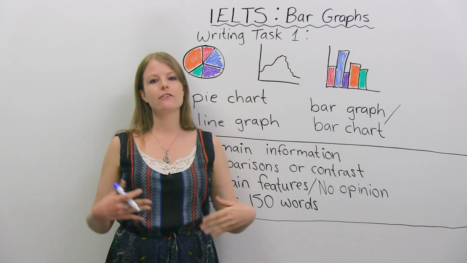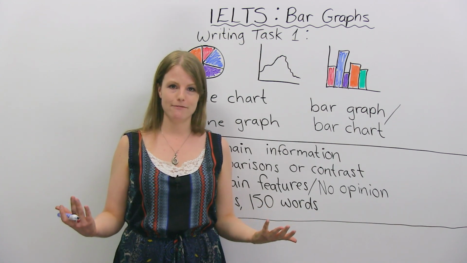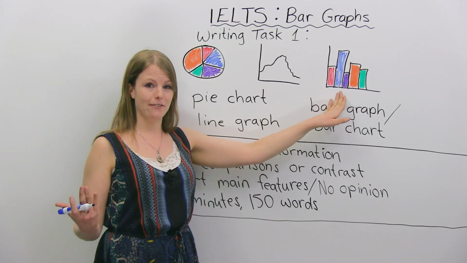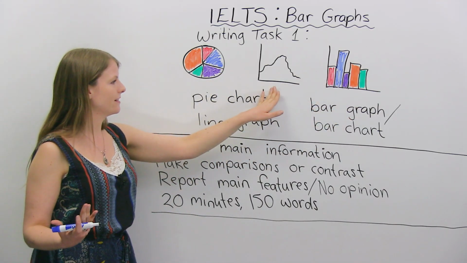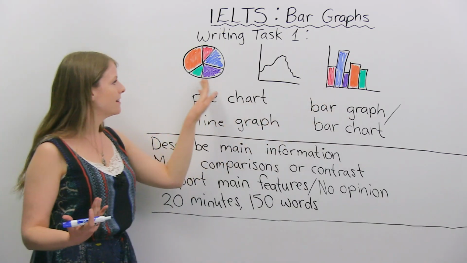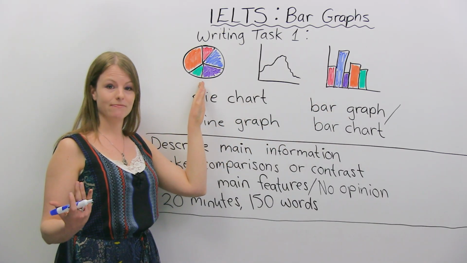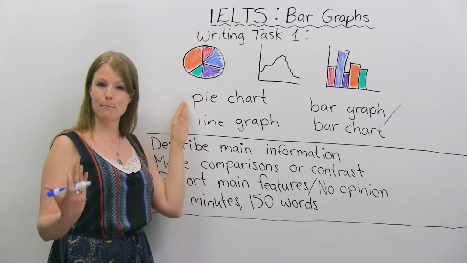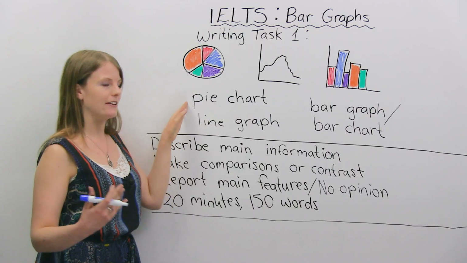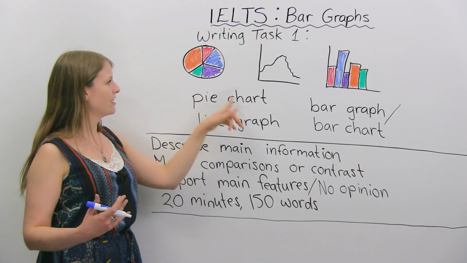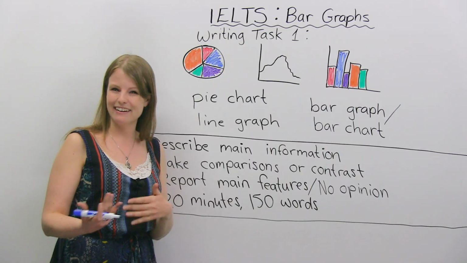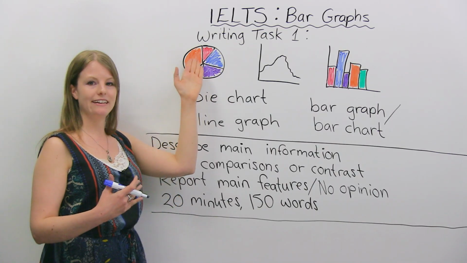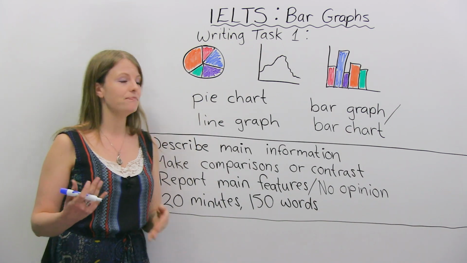Okay, so first of all, what is a bar graph? Well, I have here three different types of charts or graphs. We have this one, and this one. This is called a pie chart. I've covered this in another video, so if you're interested in learning how to write about pie charts, you can check out that video. But you'll notice with a pie chart, it looks kind of like a pizza or a pie. It's in a circle, and it has different colors representing different percents.